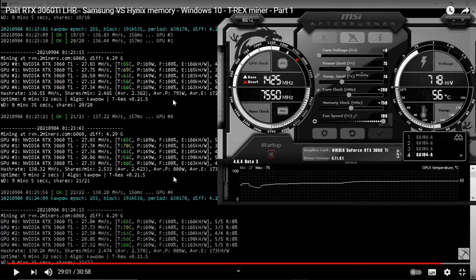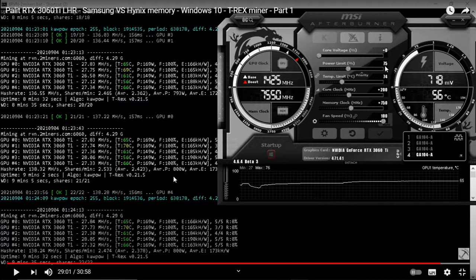We ended our previous video on the overclocks and undervolts of all cards. As you can see, each card was getting about 27, close to 28 megahash per second. We were using plus 200 on the core, plus 750 on the memory. And then on the two Samsung cards, quad 3 and quad 4, we were using a 75% power limit, which brought our power to 149 watts per card. That was the two Samsung cards.